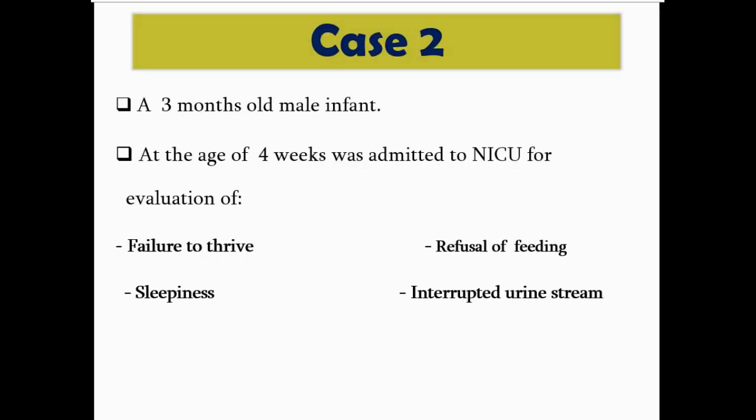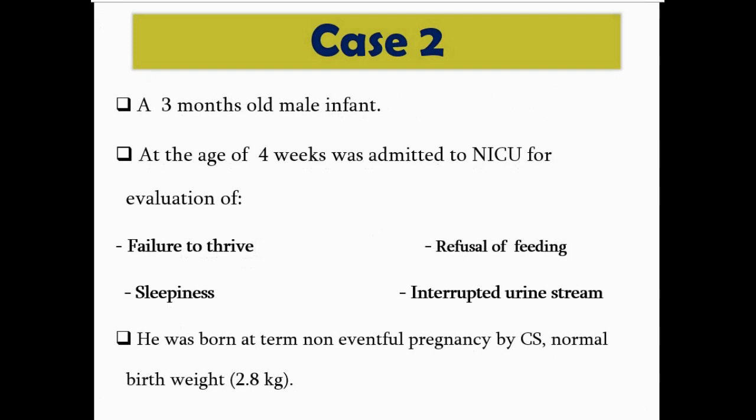And for the second case, we have a 3-month-old male infant. He presented with the same picture described here at the age of 4 weeks and was admitted at the NICU with failure to thrive, sleeplessness, refusal of feeding, and interrupted urine stream. He has normal antenatal and natal history with normal birth weight.